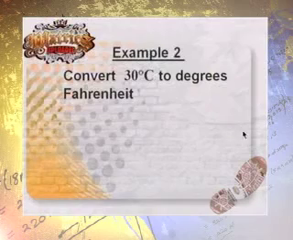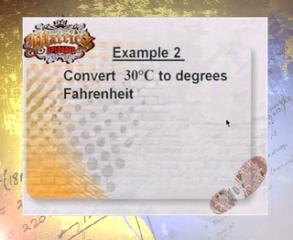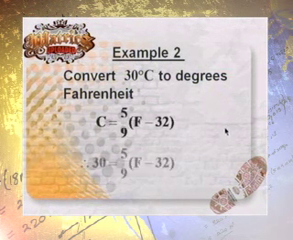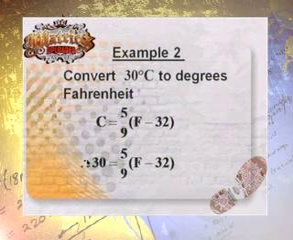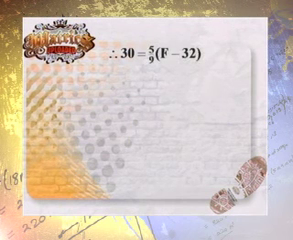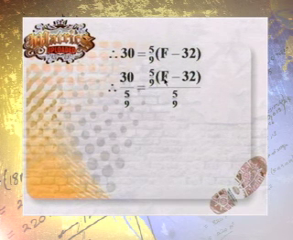Second example: convert 30 degrees Celsius to Fahrenheit. There's the formula. And what do we know? We've got 30 degrees Celsius, and we want to know what that is in Fahrenheit. If you've got 30 degrees Celsius in South Africa, which is quite hot, what would be that equivalent in another country of the world where they work with degrees Fahrenheit? Now, here we've got to be careful. We want to get rid of the 5/9. So if we divide both sides by 5/9, what do we get?